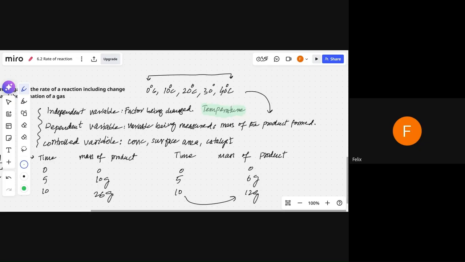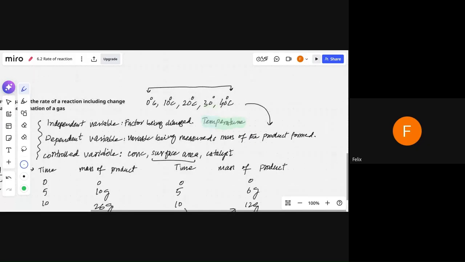Now let's say if you wish to see the effect of surface area on the rate of reaction, then temperature must be kept constant, concentration must be kept constant, and the use of catalyst must be the same. And only then you can change the surface area. But the mass must also be the same.